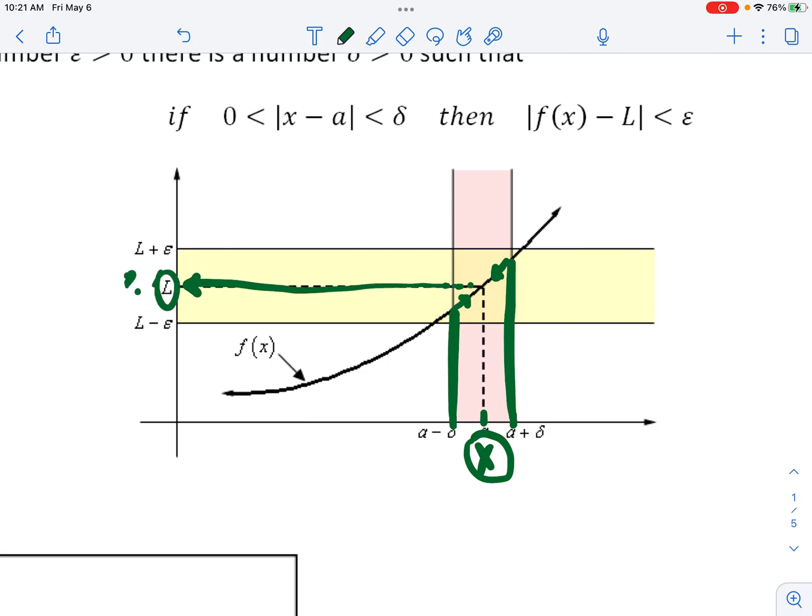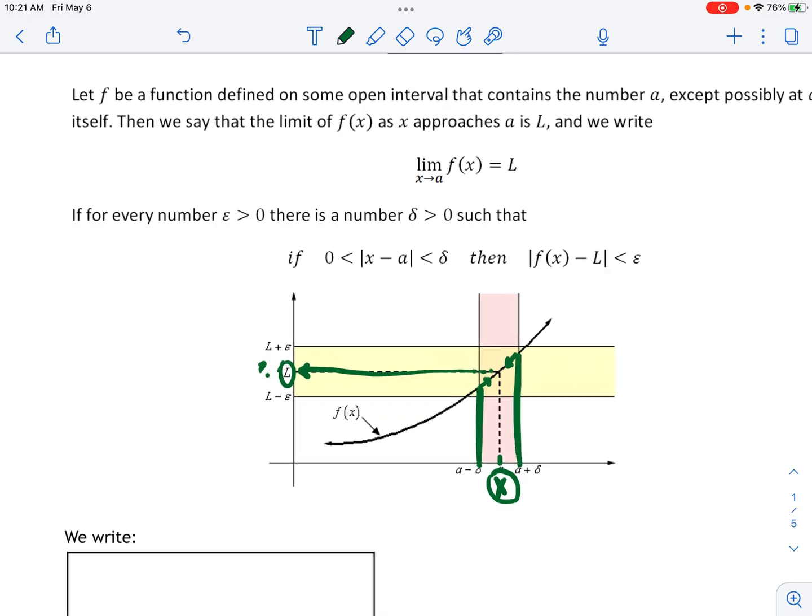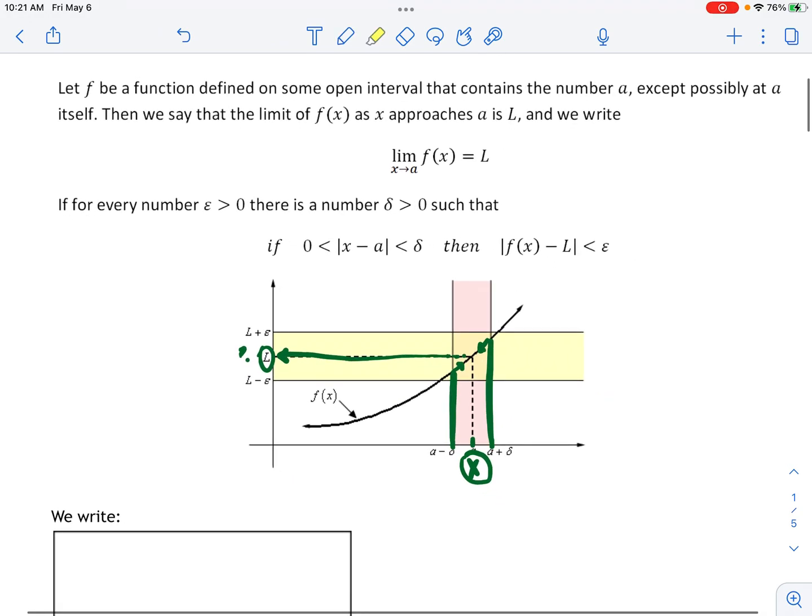In this case, it's L. So a limit is as you approach a given x value, what is the y value approaching? So I have it in words up here, and then I have a limit definition here.